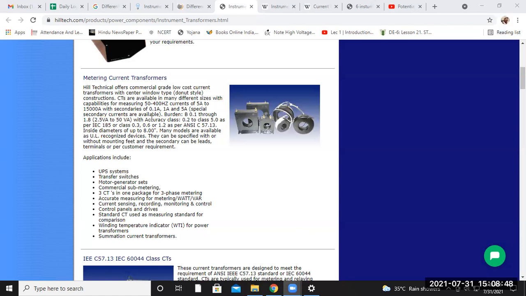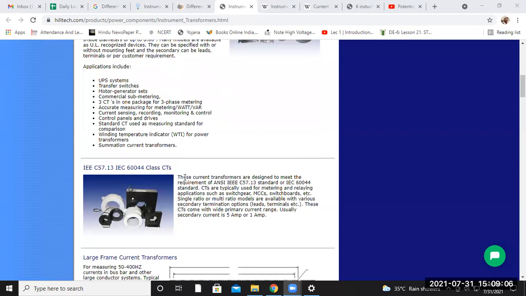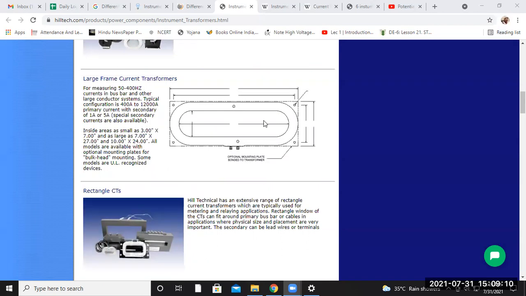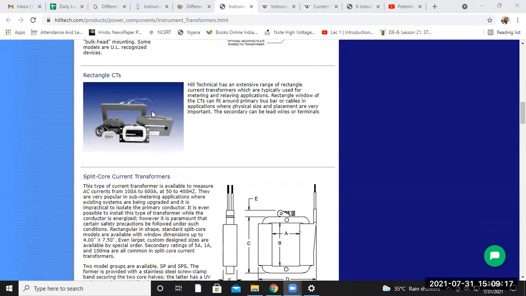Now here the burden is given as 1.2, 2.4, 2.5 volt-ampere to 50 volt-ampere. The accuracy class of this type of transformer is given as 0.2 to class 0.5. So these are some practical current transformers used in industry. Similarly, this is the large frame current transformer. As you can see, this is the rectangular current transformer.